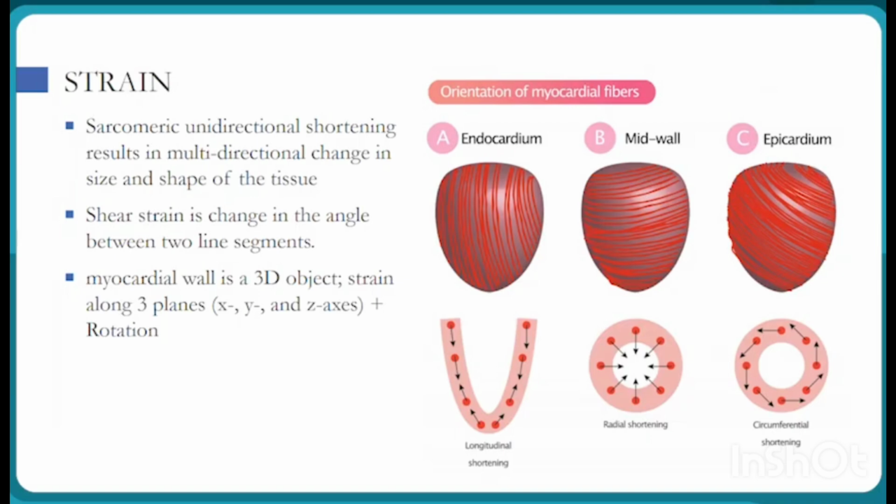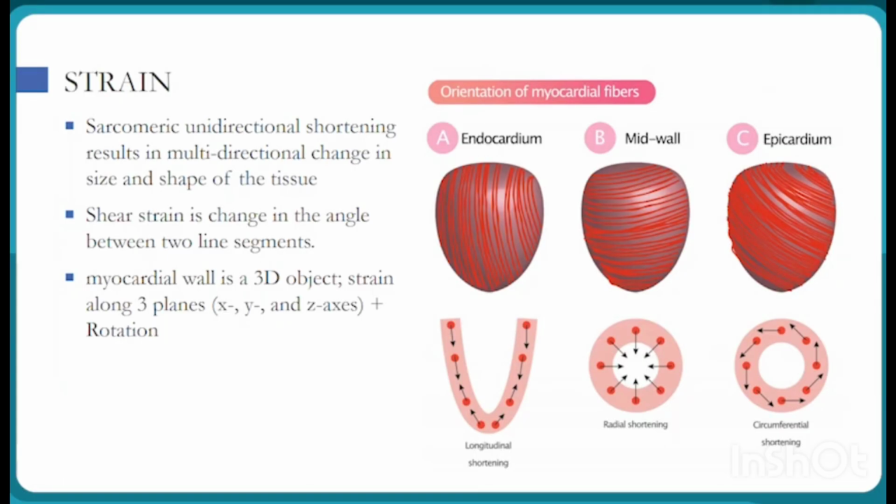of the tissue. The shear strain is changing the angle between two line segments. In a myocardial fiber, the myocardial wall is more like a 3D object. The strain is along 3 planes, and there is also rotation.